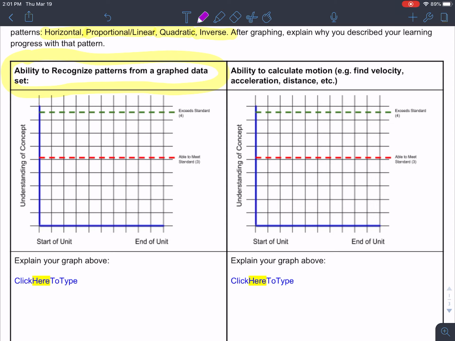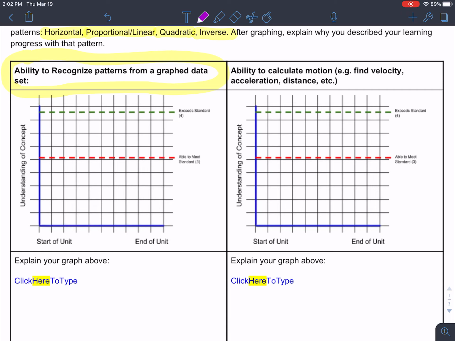Would you say from the start of the unit, you really could not identify patterns, and by the end of the unit, you're able to meet our standard? So for the most part, you're able to, or you're able to exceed standard, meaning you can identify a pattern in every single sense. Think back to our warm-ups with those motion graphs and the last warm-ups we did. Would you say that over time you didn't really get it in the beginning, but then as we went further, it made more and more sense?